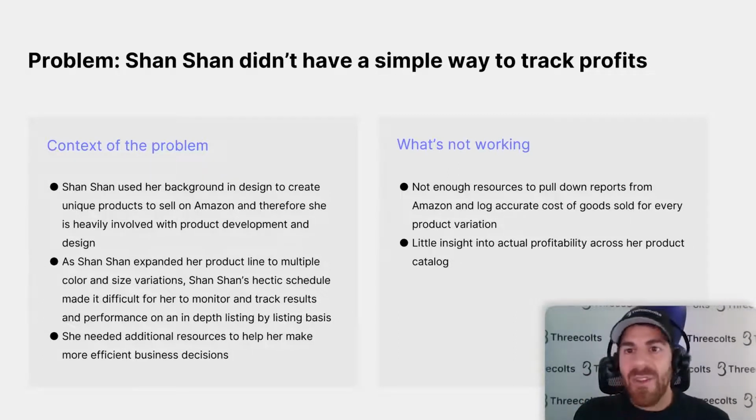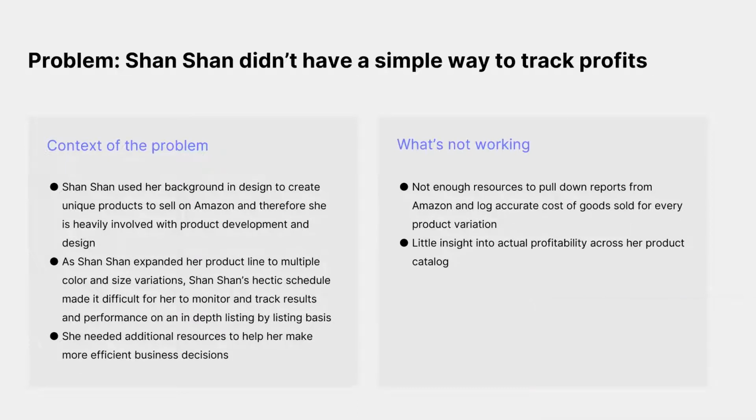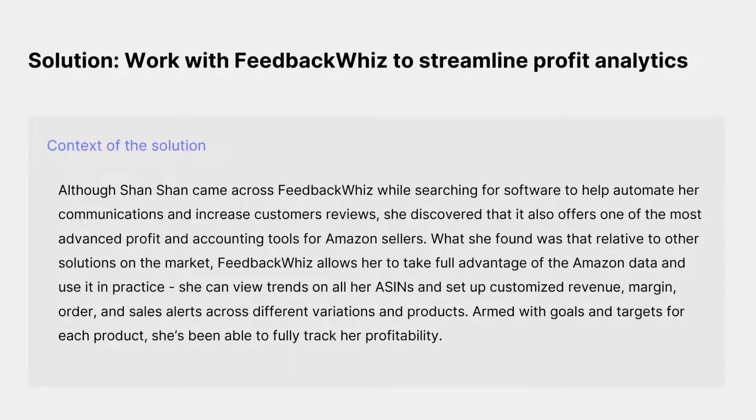And obviously, the reason that anybody is selling on Amazon or selling at all is to grow a business and make profit. If you don't have insight into your actual product profitability and business profitability across your product catalog, you could be making lots of money on one listing or one SKU or one variation, and then bleeding out on another one without even realizing it. And then everybody's just basically wasting time. So that was the context of the problem. The solution obviously was that Qian Fu chose to work with FeedbackWiz to streamline her profit analytics using the profit analytics tool.